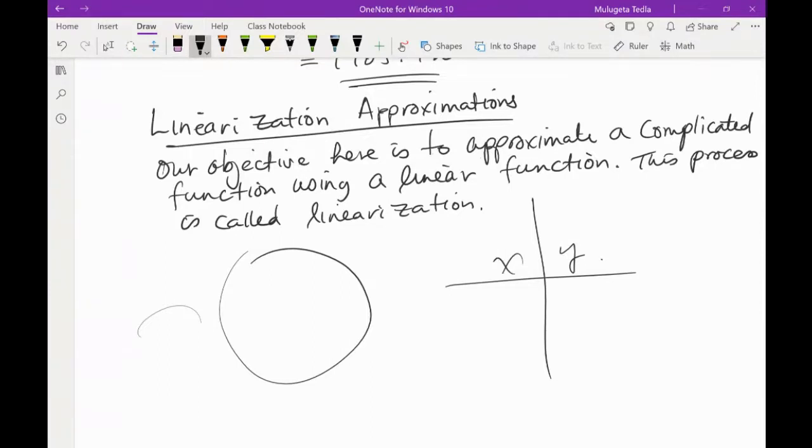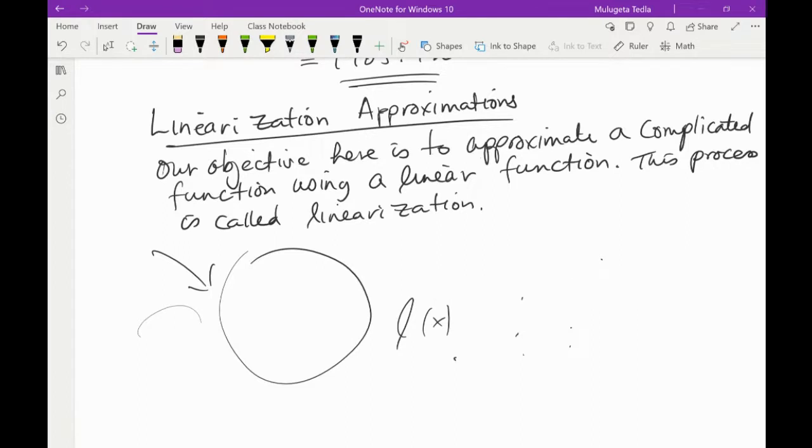If we know their derivatives, we can change them into L of x and then get our data based on that. So the same data we will get had we used the original but complicated function. That is the idea of linearization. Can we quantify it? Yes.